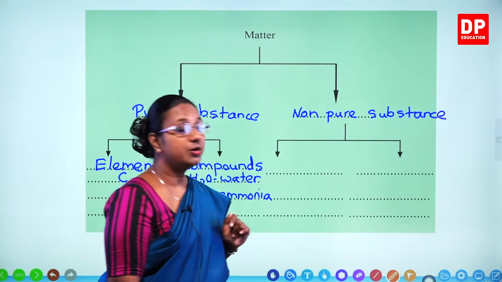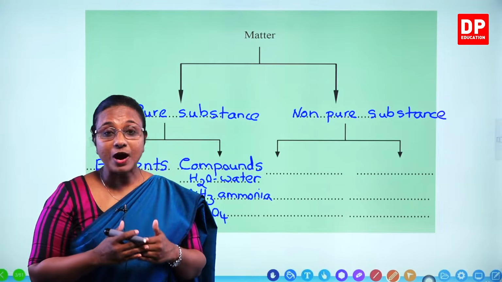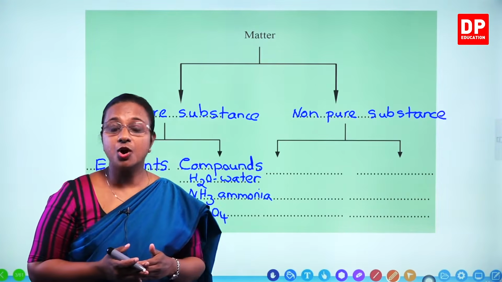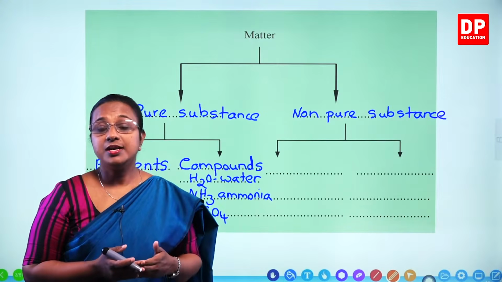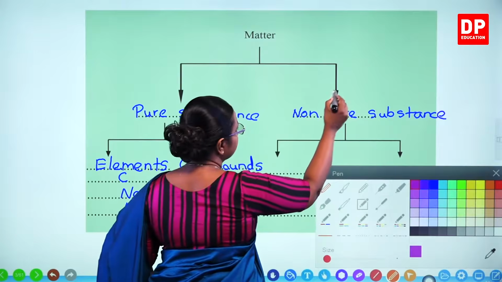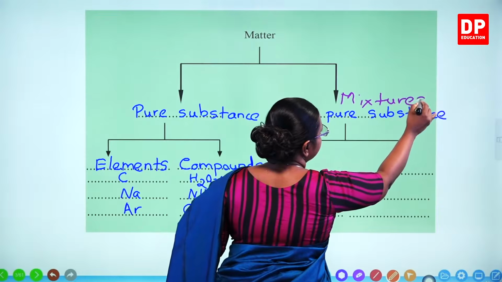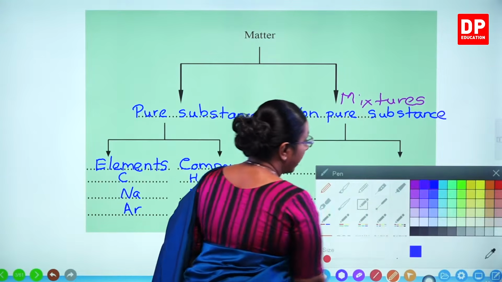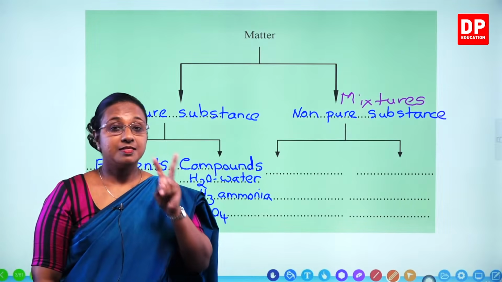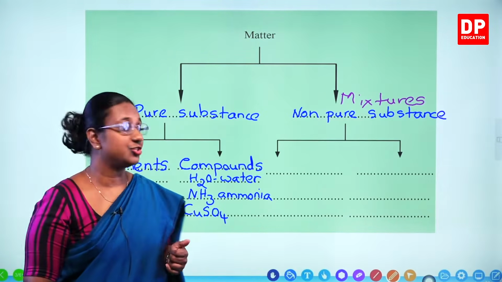Then you know what non-pure substances are. There are more than one pure substances mixed together. Therefore, we call them non-pure substances, or now we give the name mixtures. So, I will rewrite the name here as mixtures. That is our lesson today. And you know already how to classify mixtures. There are two types of mixtures, the homogeneous mixture and the heterogeneous mixture.